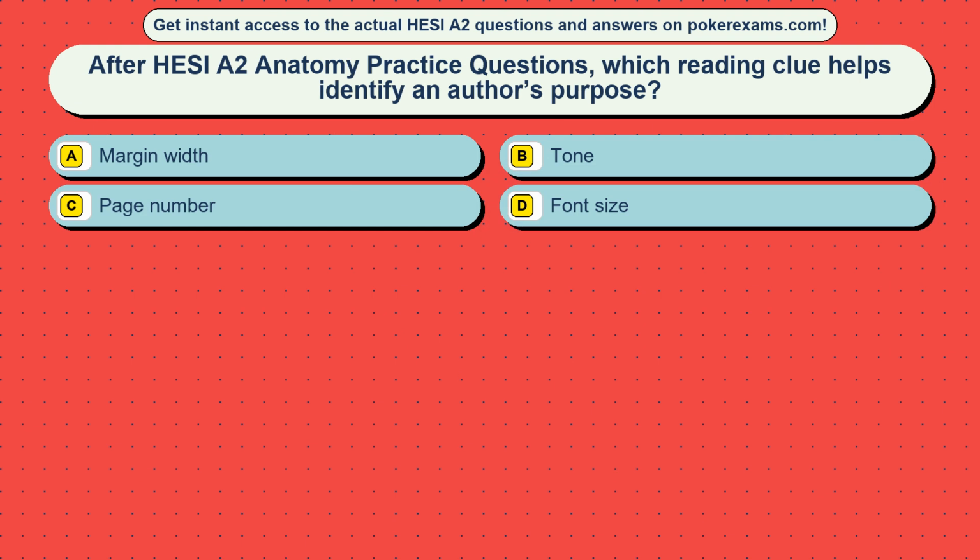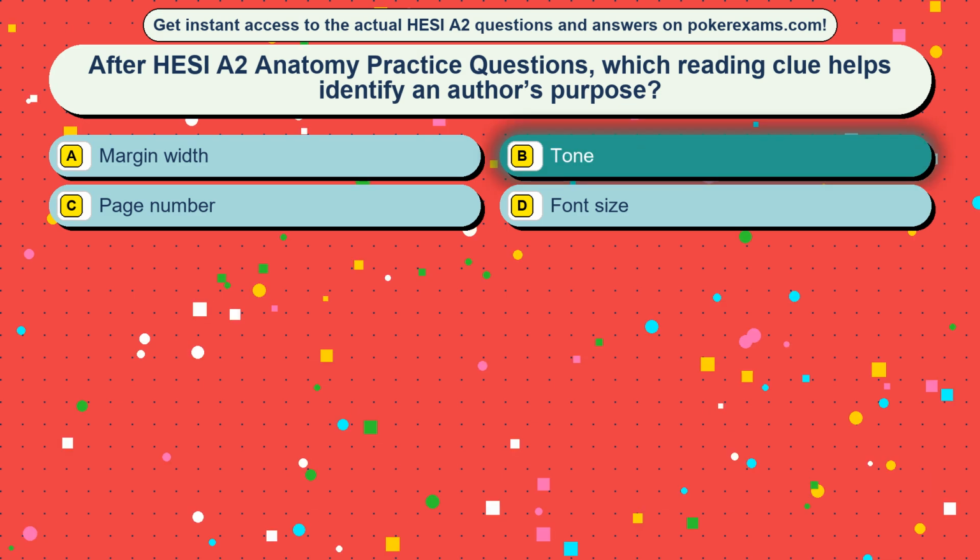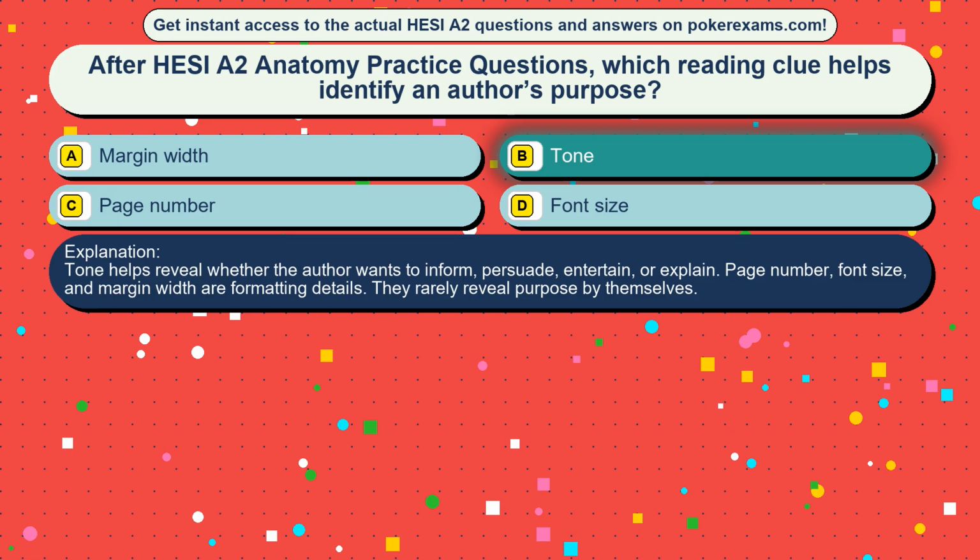Question 36. After HESI A2 anatomy practice questions, which reading clue helps identify an author's purpose? Option A, margin width, option B, tone, option C, page number, option D, font size. The correct answer is option B, tone. Tone helps reveal whether the author wants to inform, persuade, entertain, or explain. Page number, font size, and margin width are formatting details. They rarely reveal purpose by themselves.